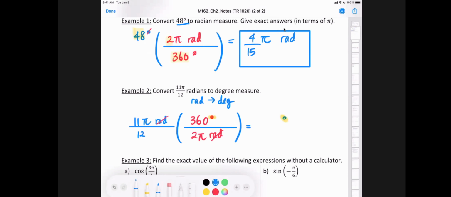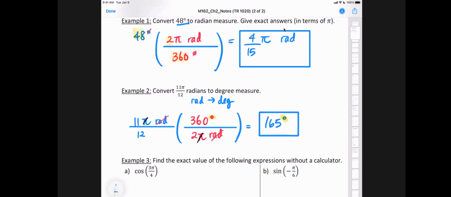If we calculate this, we see that the pi's cancel. So 11 times 360 divided by 24, the 12 times the 2 in the denominator. This calculates out to 165 degrees. You can check it on your own through your calculator. So the equivalent of 11 pi over 12 radians would be 165 degrees.